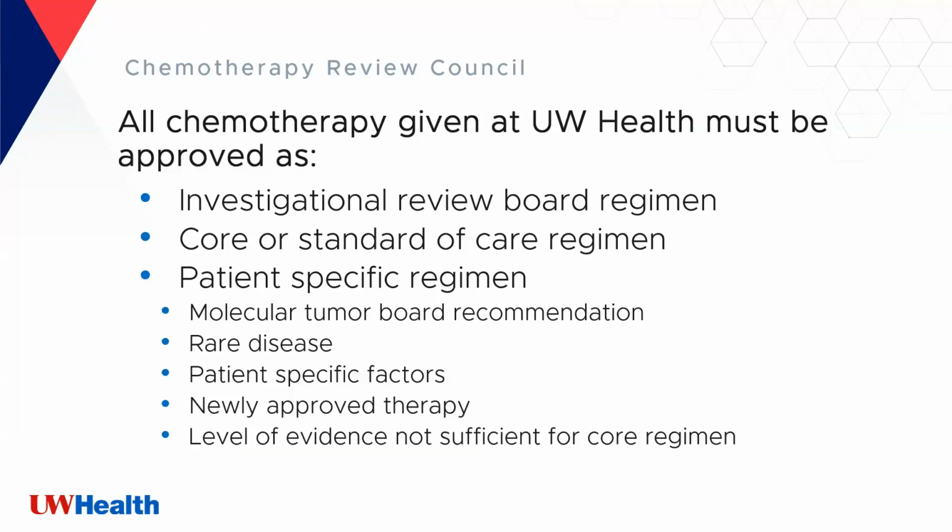And then we also allow patient-specific regimens. These also have to be voted on or approved by the chemotherapy council. They're sent out via email. And this is usually for one of several reasons. Either it's a molecular tumor board recommendation, and for those we just vote on safety. It's a rare disease. There's some patient-specific factors that need a regimen outside of the core regimen. It's a newly approved therapy, and we haven't taken it through chemo council yet. That happens to be quite a few of them. Or there's a level of evidence for the regimen that's really not sufficient for a core regimen. We do require a higher level of evidence for core regimens, as you might expect.